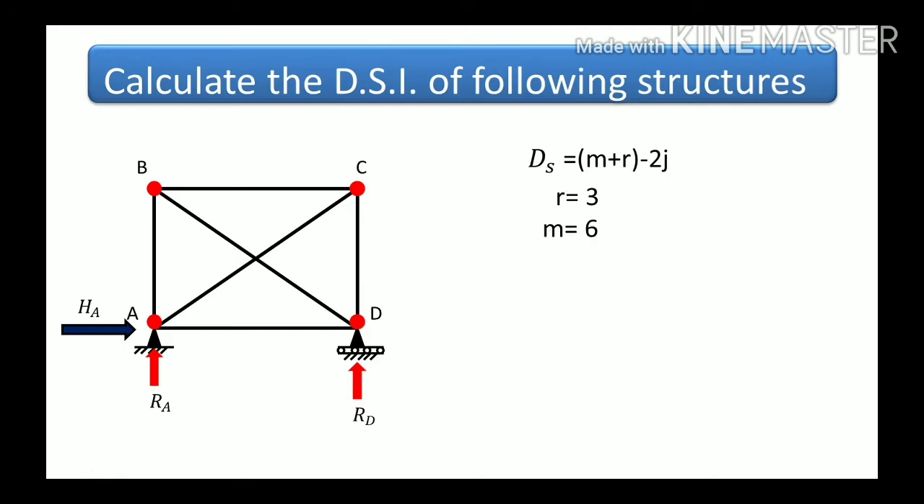M is equal to 6: member AB, member BC, member CD, member AD, then member AC and member BD. And J is equal to 4: A joint, B joint, C joint and D joint. So put all these values into our formula: DS is equal to 6 plus 3 minus 2 into 4. 6 is the members, 3 is the reactions and 4 is the joints. So here DS is equal to 1.